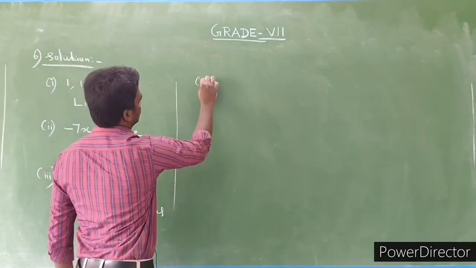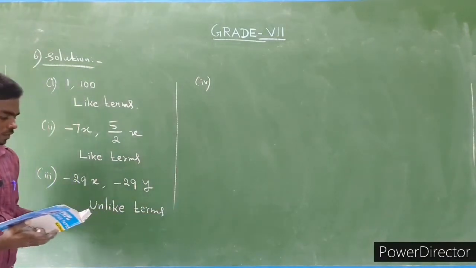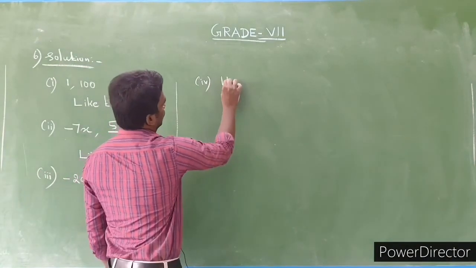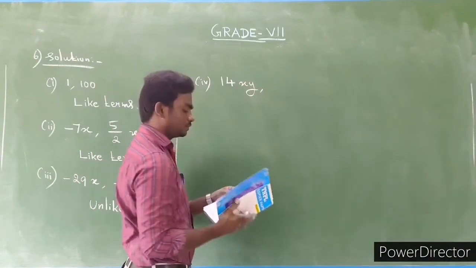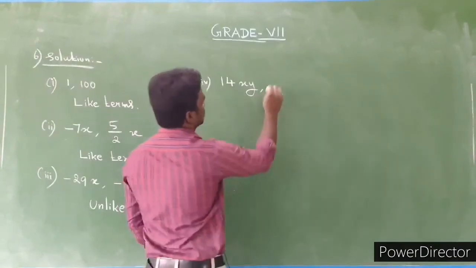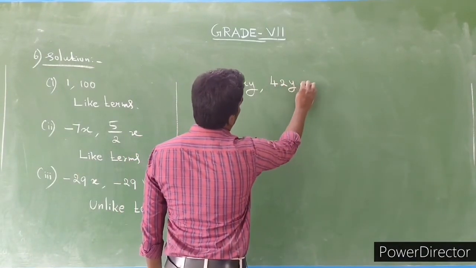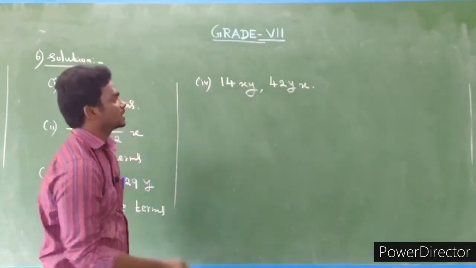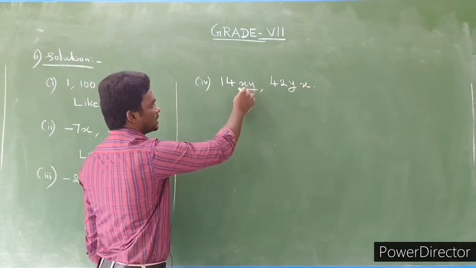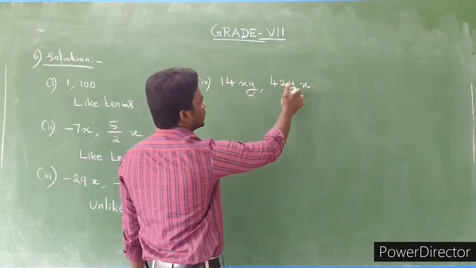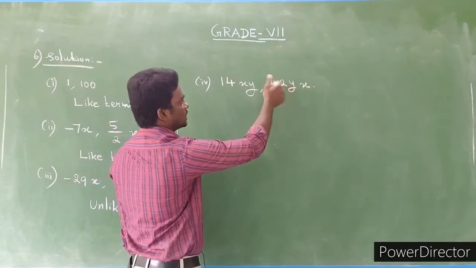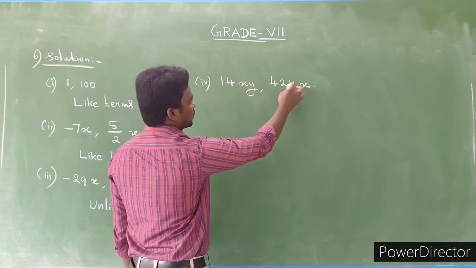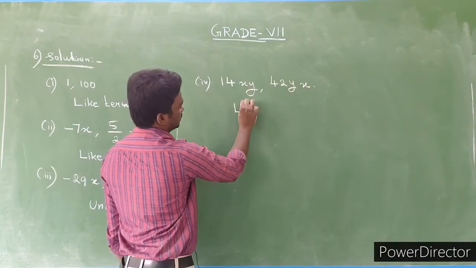Next, what is the fourth one? The fourth one is 14xy, comma, 42yx. So are these two terms unlike terms or like terms? We know these two terms are like terms because the variable of the first one is xy, that means x multiplied by y, and the second one is y multiplied by x. These also have the same variables, only the order is changed. So 14xy and 42yx are like terms.